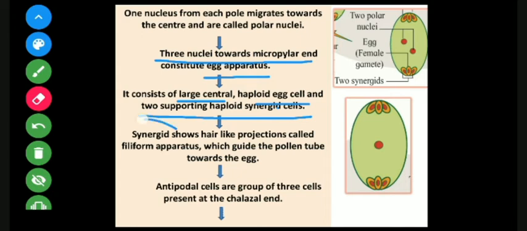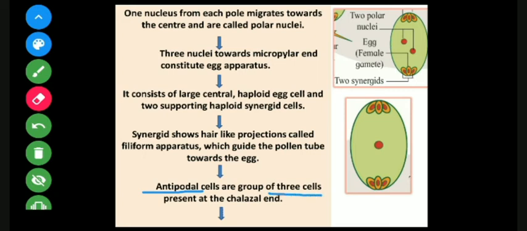Okay, the synergid has some peculiar character. You can say it has the filiform apparatus. I will show you in a further slide, don't worry. The function of this synergid is that it will guide the pollen tube so that it properly enters the embryo sac and can release 2 male gametes for the further fertilization process. Okay, now lastly you can see the antipodals, which have 3 cells.